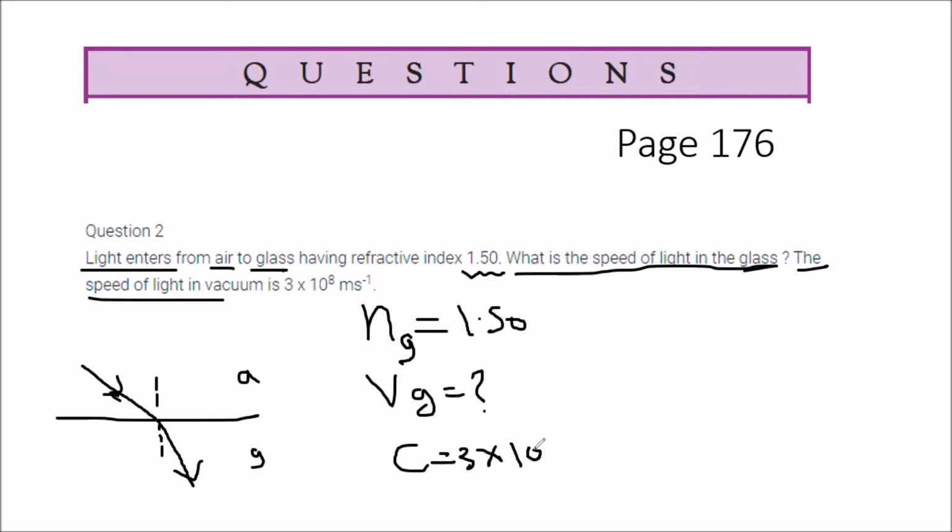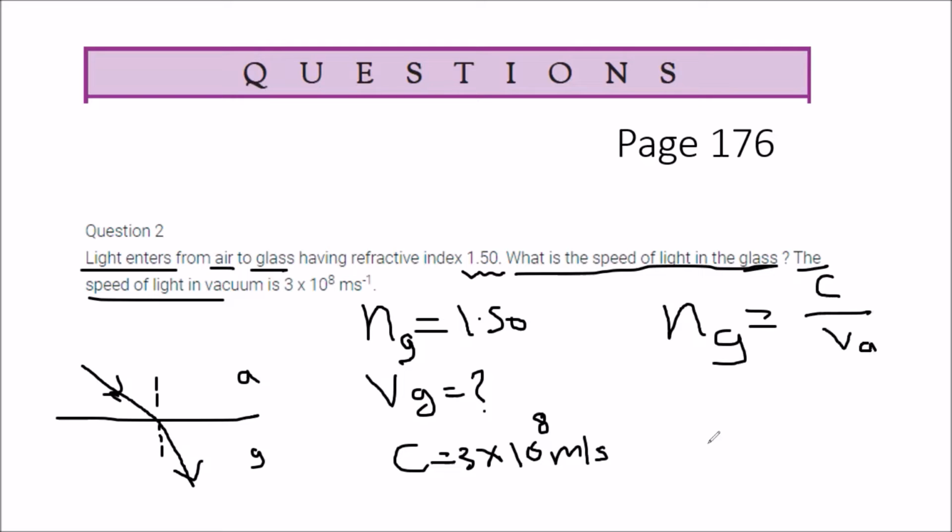Now this value we should know, even if it is not given in the question. You are supposed to know the value. If it's a 1 mark question, half a mark will be devoted to the formula. So let's understand the formula. It's the absolute refractive index, which means light is coming from air and going into glass. So the formula would be c upon v_g.